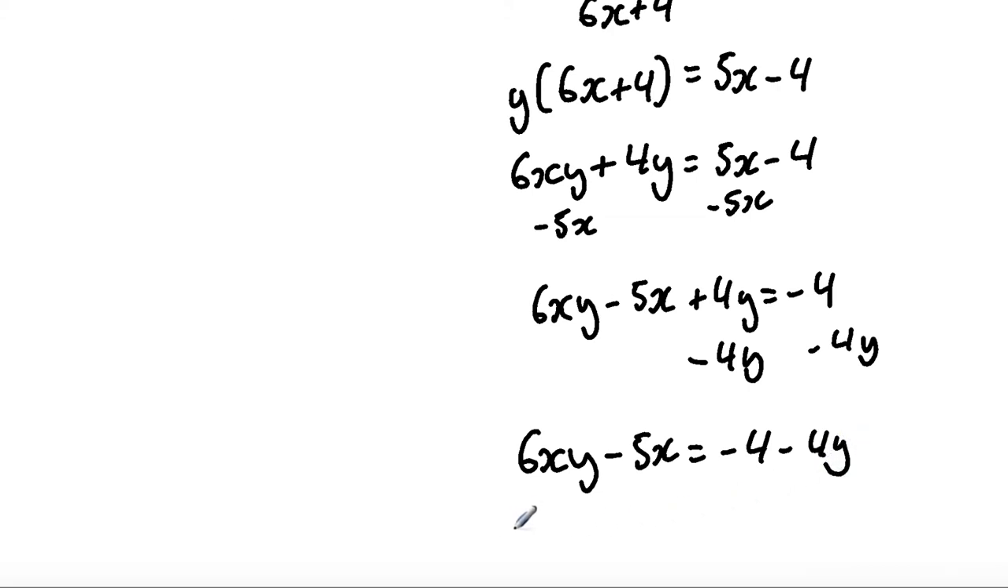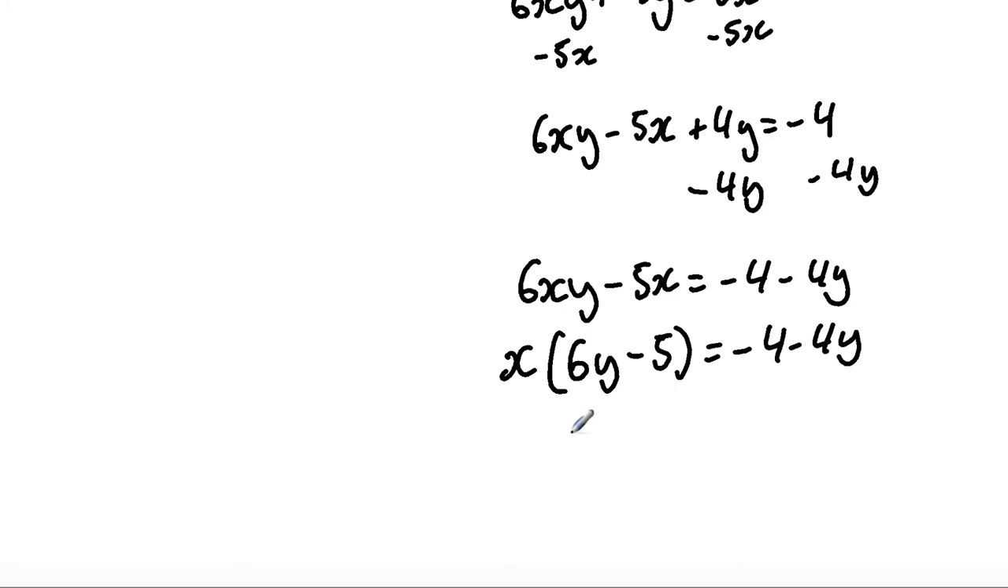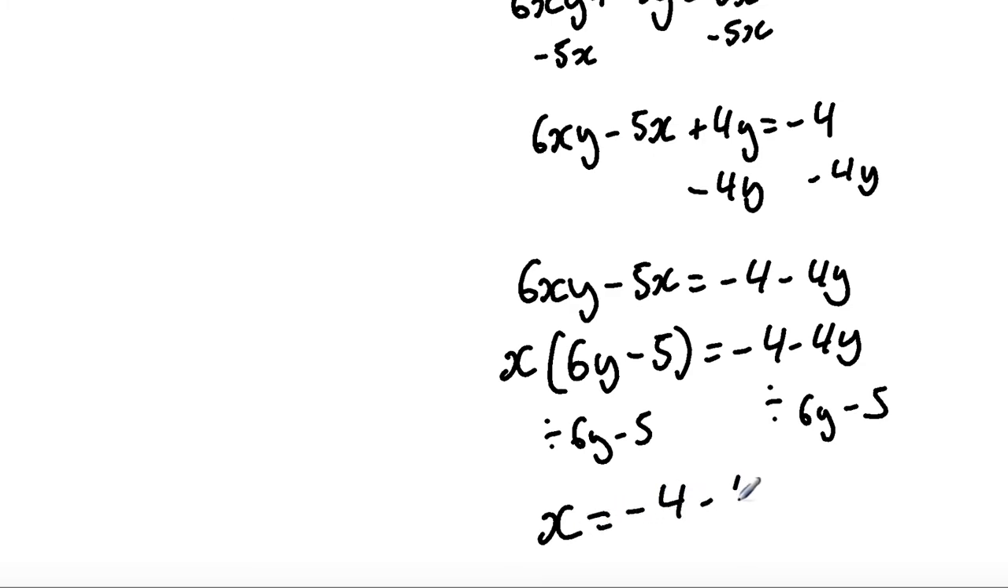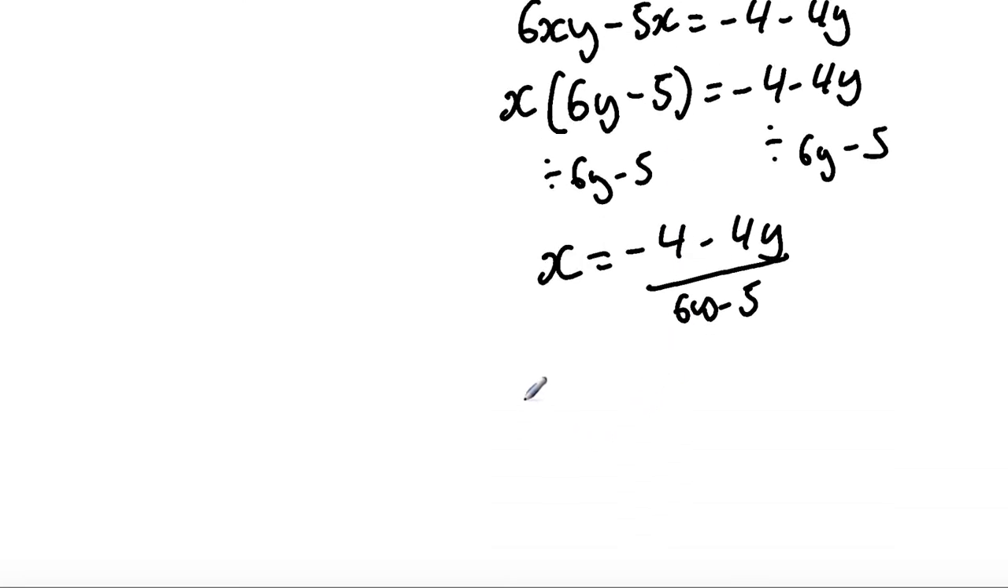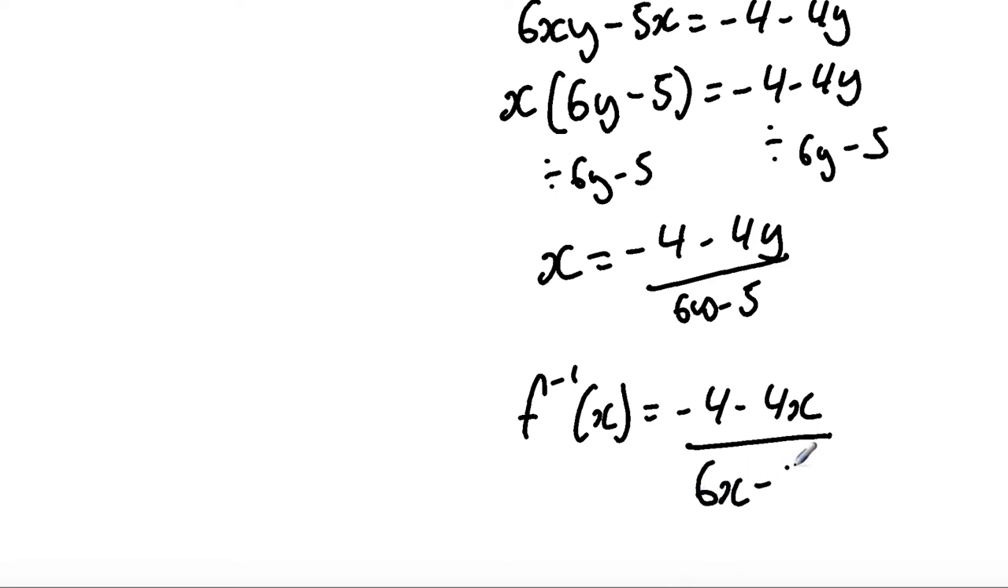I'm then going to take the common variable, which is x, out and factorize it. So x, open brackets, 6y minus 5, close brackets, is equal to minus 4 minus 4y. I'm then going to divide both sides by 6y minus 5. So we should have x equals minus 4 minus 4y over 6y minus 5. At this point, I'm going to change the notations around. So x now becomes the inverse function of f of x and y becomes x. So what we should have now is the inverse function of f of x is equal to minus 4 minus 4x over 6x minus 5. And that's our final answer.